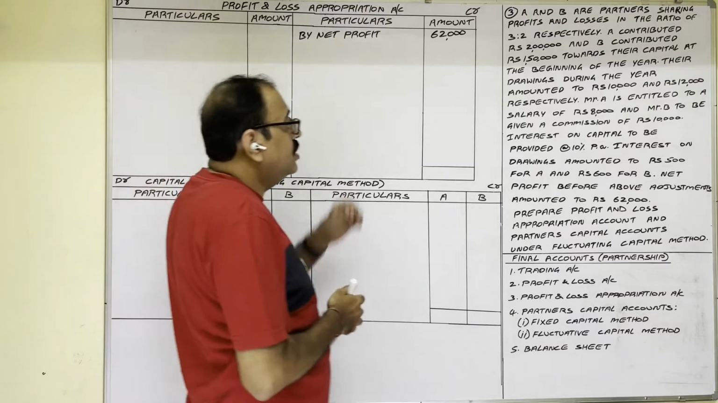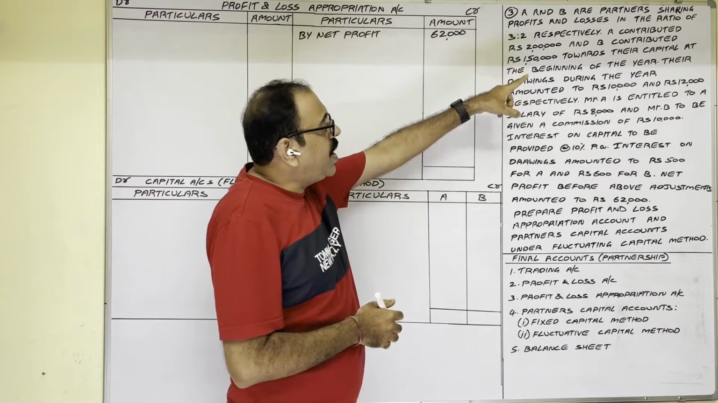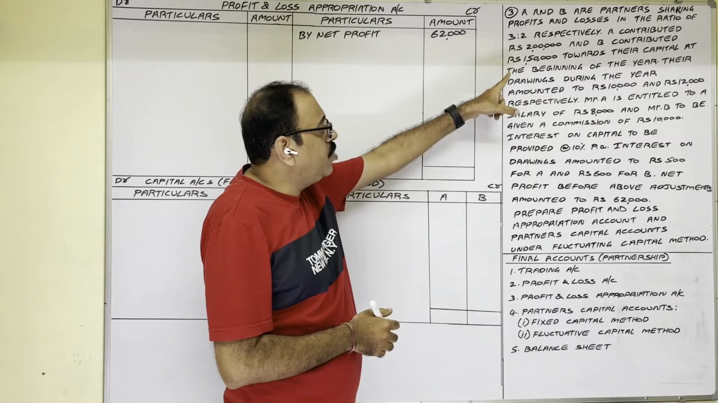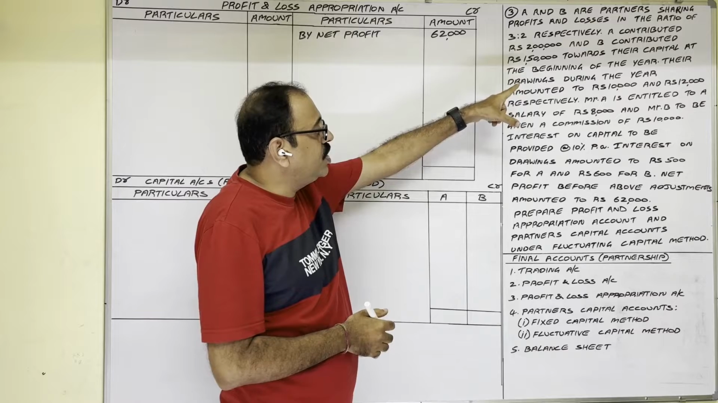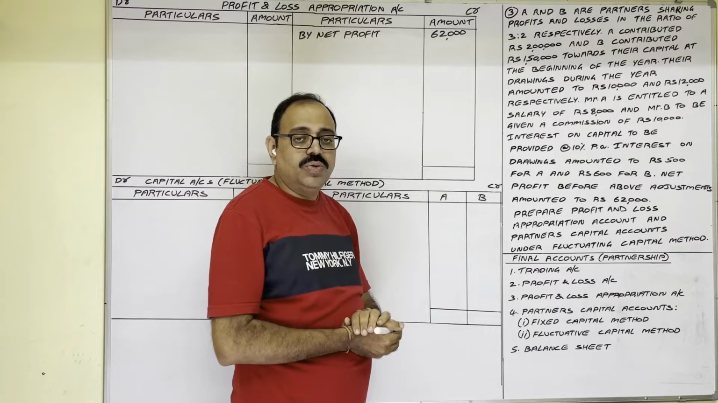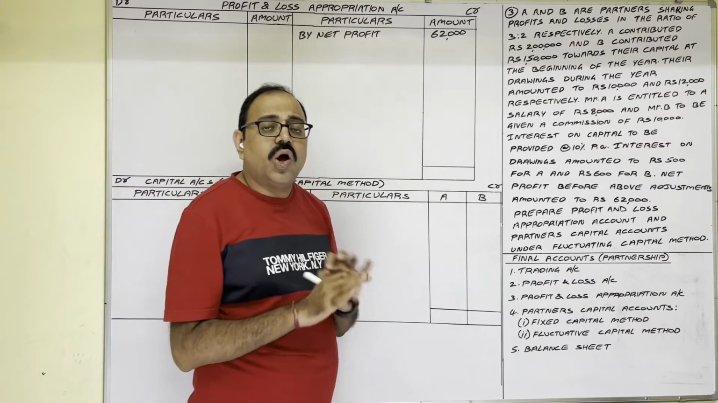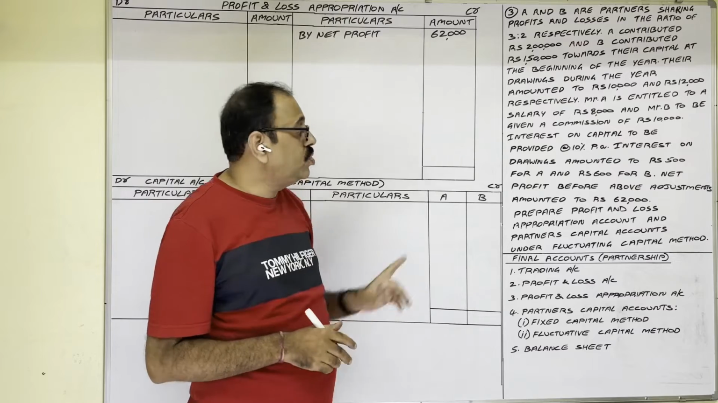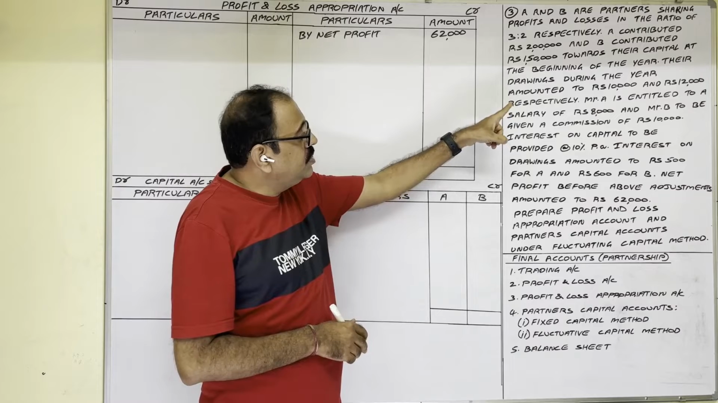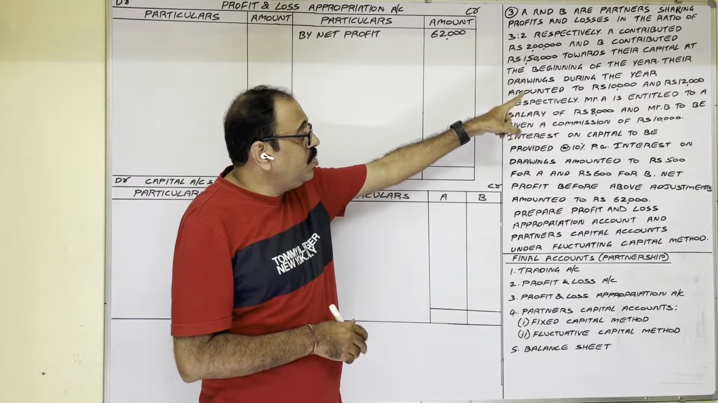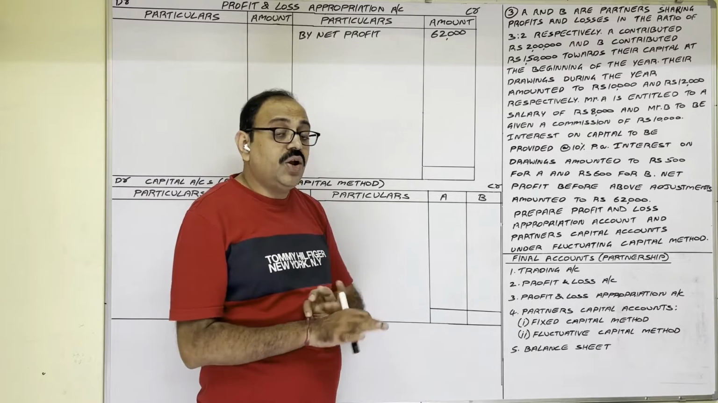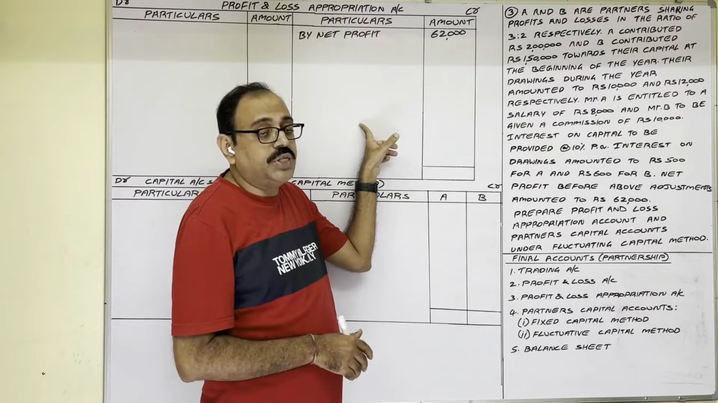See the remaining points from the starting. A and B are partners sharing profits and losses in the ratio of 3:2 respectively. A contributed 2 lakh rupees and B contributed 1,50,000 rupees towards their capitals at the beginning of the year. These two are capital amounts. Capitals are not incomes, not expenses. Therefore, we should not show capital amounts in the P&L appropriation account. Ignore. Next, their drawings during the year amounted to 10,000 and 12,000 respectively. Drawings are also the same. It is not an expenditure, not an income. So don't show it in the P&L appropriation account.